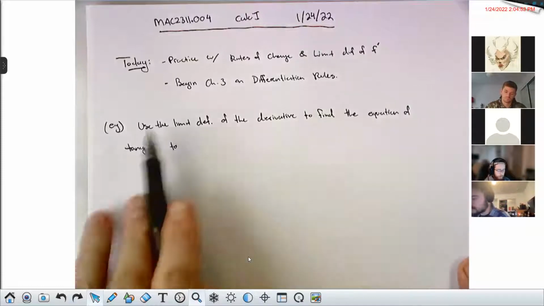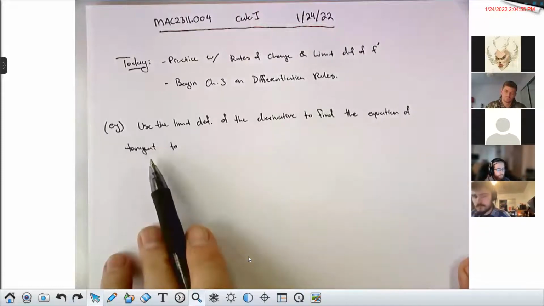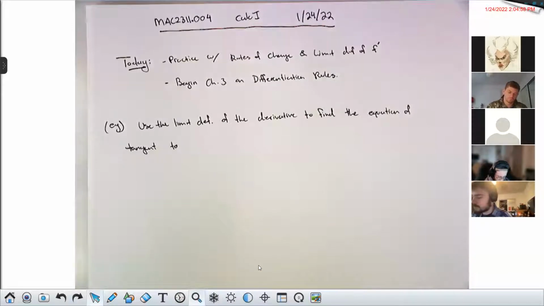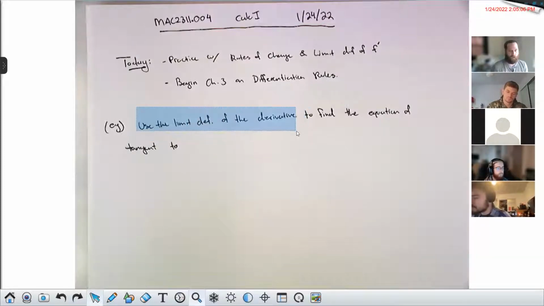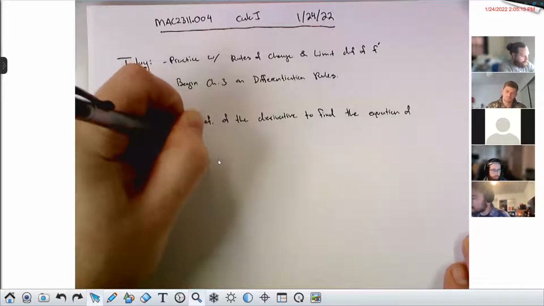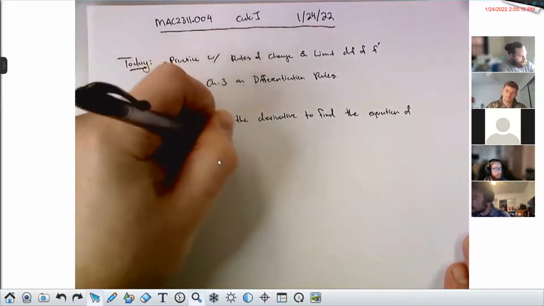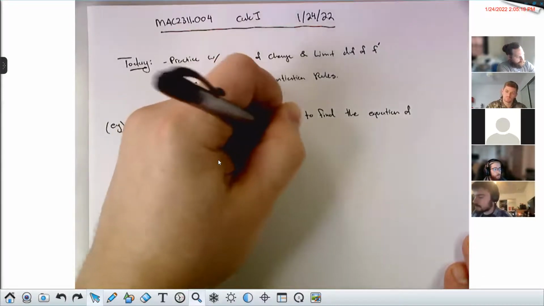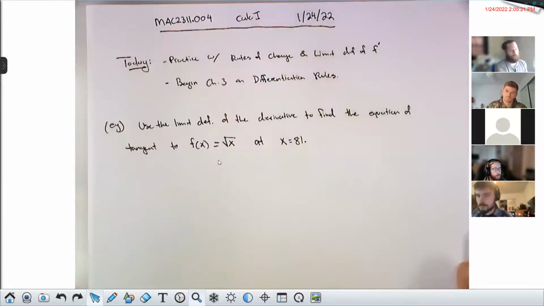So this is the exact sort of problem I could ask you on a test. And the way I solve this is how I expect you to solve it on a test. Right? Specifically here, saying use the limit definition of the derivative means do what I do here. So we could try to find the tangent to f of x equals the square root of x at the point where x is equal to 81.